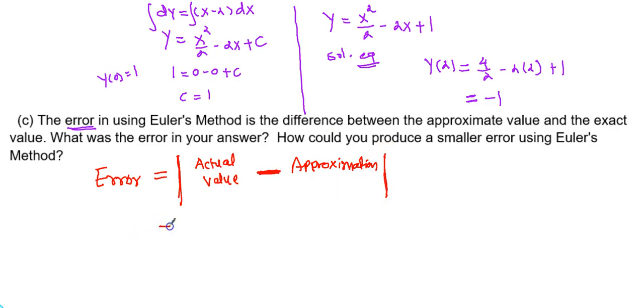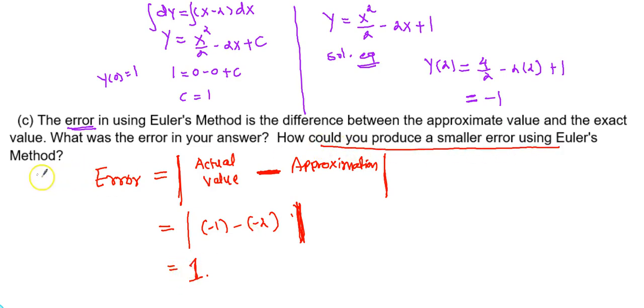So in this case, we can say that error is negative 2 minus negative 1. It doesn't matter which one you wrote first. Now let me write it the other way around. You will see the difference is still the same. Negative 1 minus negative 2, error is 1. Error is 1. So it says, what's the error in your answer? So error is 1. Now, how could you produce a smaller error?